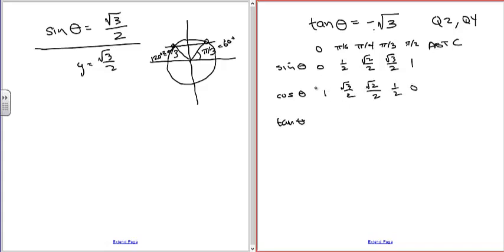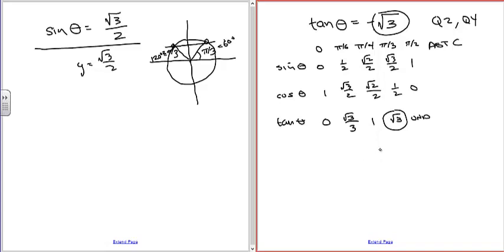And then the tangent is sine over cosine. So you get 0 over 1. Here we ended up getting the square root of 3 over 3, 1, square root of 3, undefined. Okay, so square root of 3. That's this one.